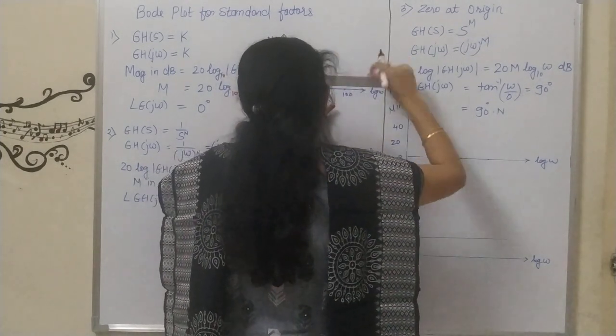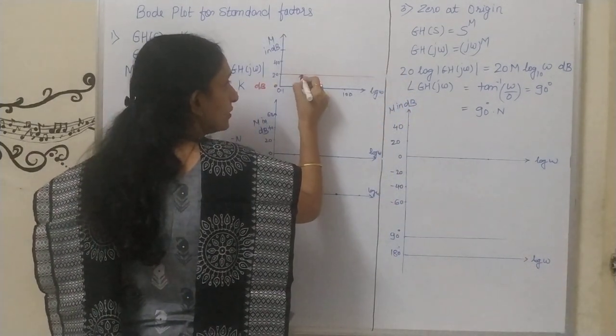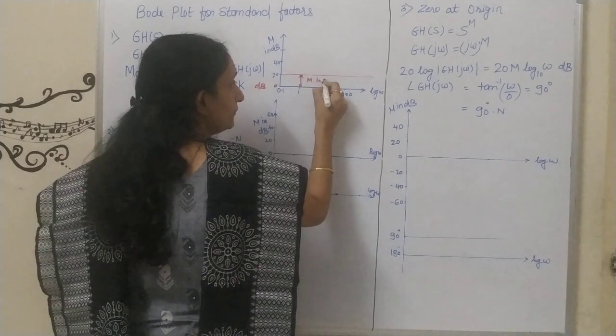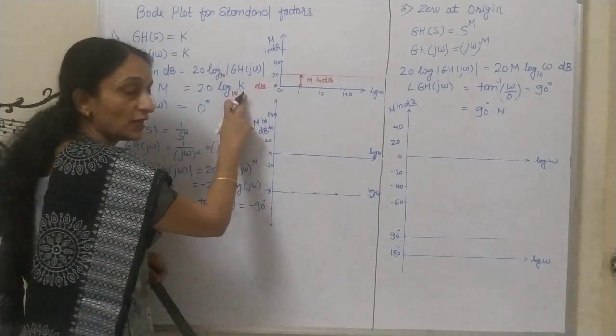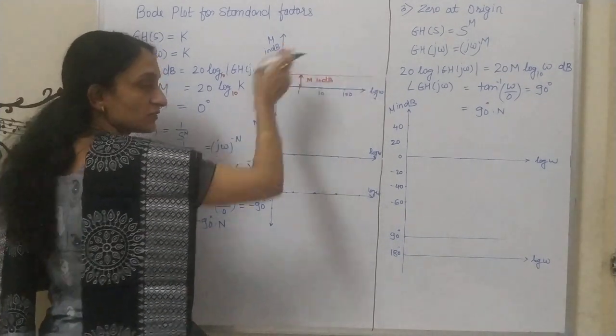So the line is always parallel to the x-axis. Here I have shown this is M in dB. You can check that as the value of k changes, this line parallel to the x-axis will shift.